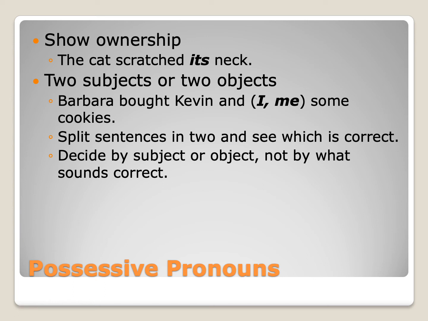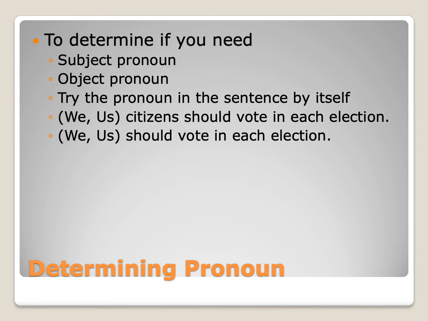All right. This is one of the few times, maybe the only time, I say you can go with what sounds correct. Sorry, most of the time in English you can't do that, because, for example, with that is she singing with the choir, that doesn't sound correct, but it is correct. All right, so to determine whether you need the subject or the object, you can just try the pronoun in the sentence by itself.